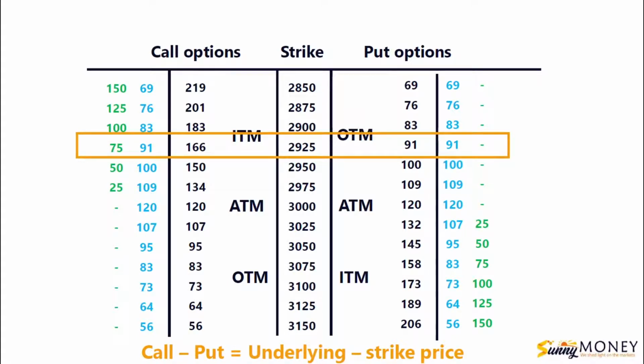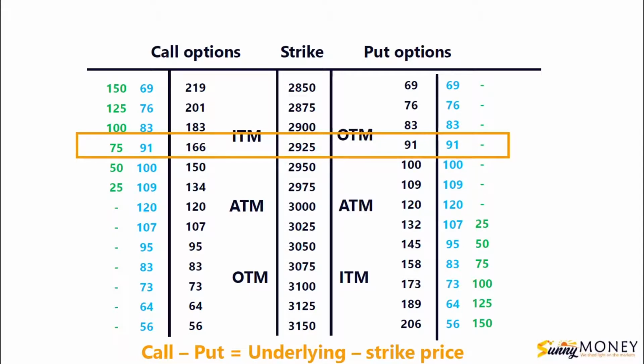Let's see on the ATM. Here it is even easier. There is no intrinsic value. In fact, 120 minus 120 is 0. The underlying and the strike price have the same value. If the time value goes to 0, we are actually paying the intrinsic value, but this value is returned to us at expiration. We can take this relationship a step further.